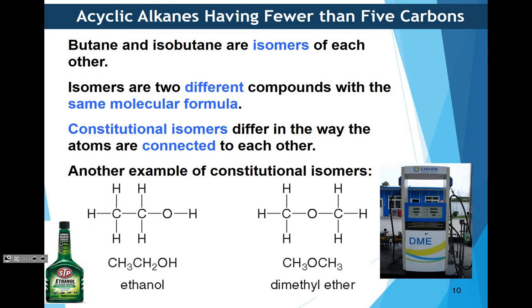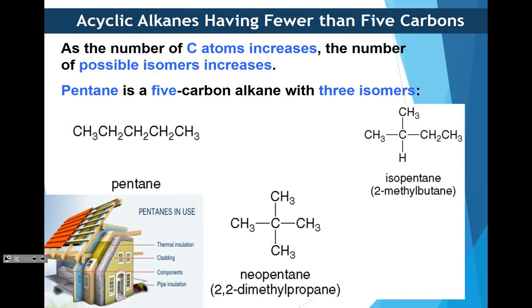But they have the same molecular formula. All right. So pentane is where we start going to where the math is. Pentane, pentagon. So now we're looking at shapes. As the carbons increase, the number of possible isomers that I have can increase also.